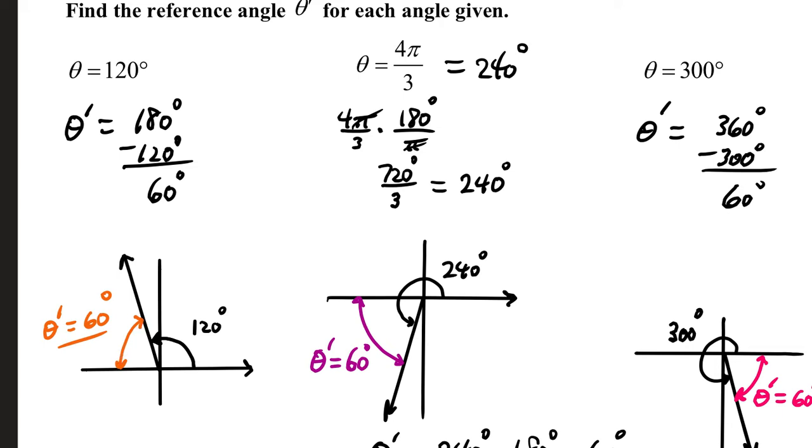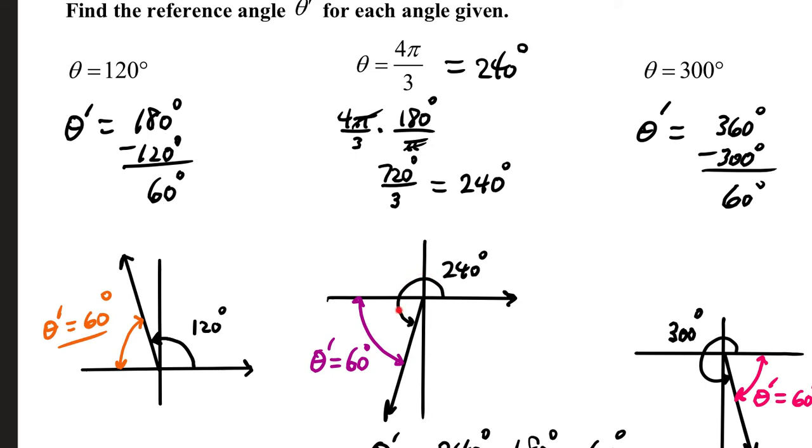The middle example is 4 pi over 3. If you need to translate that to degrees in order to get a better visual and know where it's located, please feel free to do that. If you multiply 4 pi over 3 by 180 degrees over pi, your pi's cancel. 3 goes into 180 60 times, times 4, that's 240. Anyway, long story short, 4 pi over 3 radians, 240 degrees, same measurement.